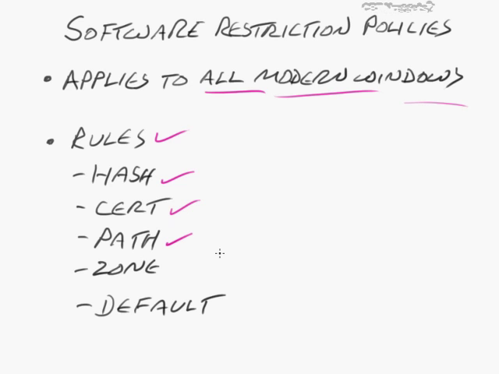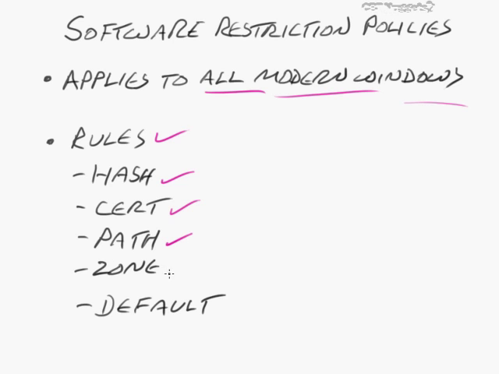There's also path. Maybe I have a certain application that's located under C:\program files\app1. Well, if I restrict that path from running, all an enterprising user has to do is to just move that application to a different location, or run it from a thumb drive. Because it's no longer in the path, that application will then run.